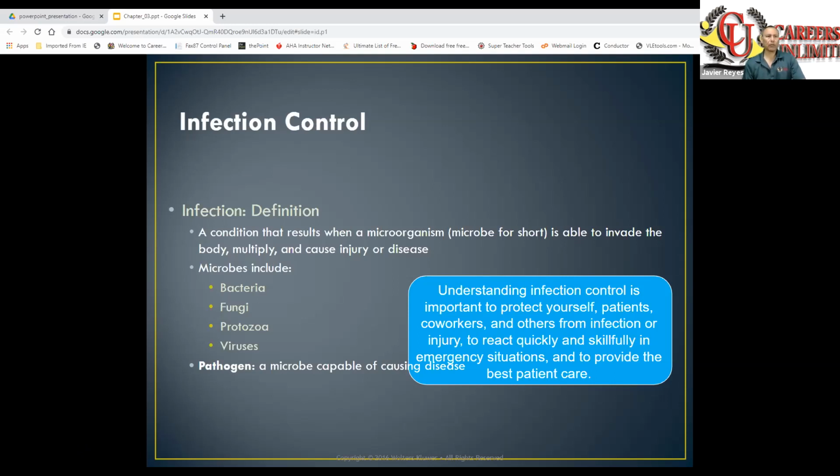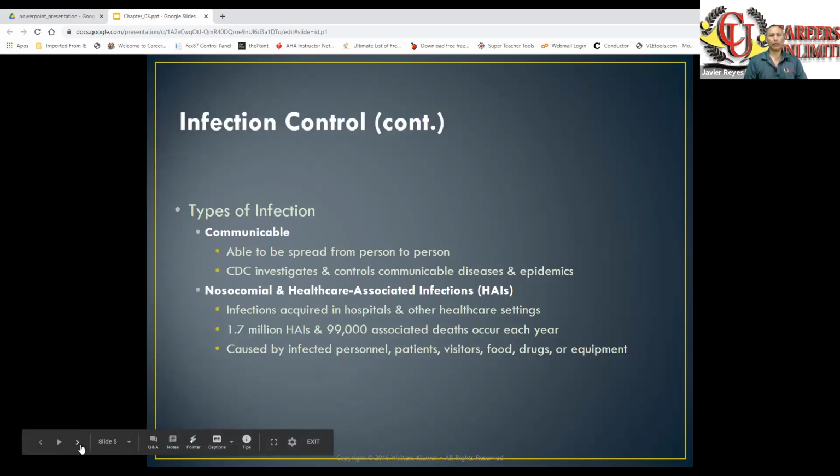If those viruses or microbes make you sick, then we call them a pathogen. Okay, a pathogen is a microbe that's able to make you sick. It will make your body create a response, an immune response to that microbe.